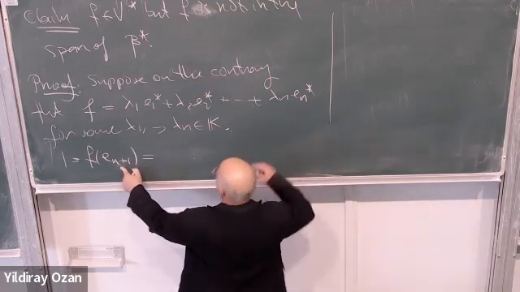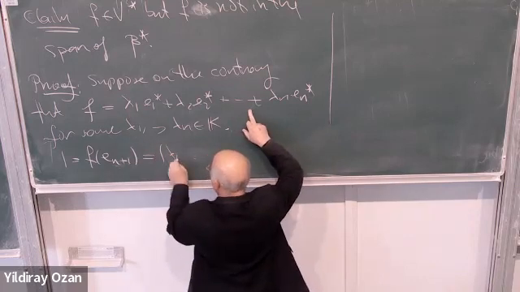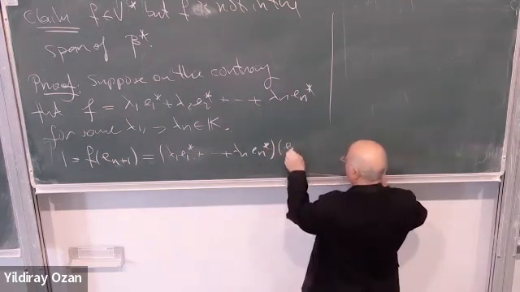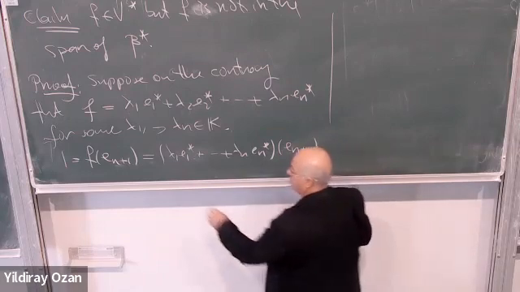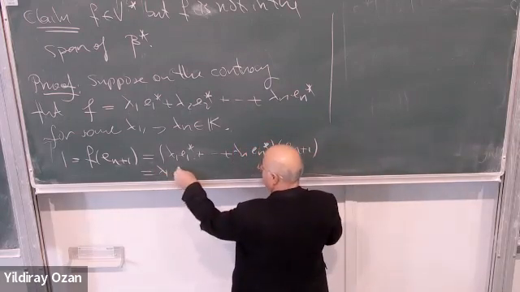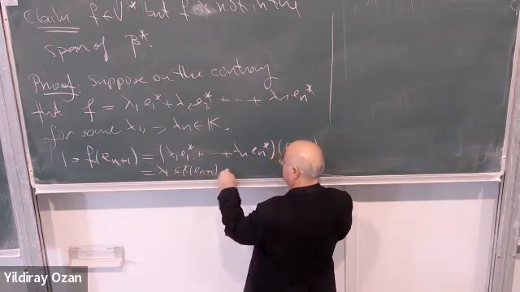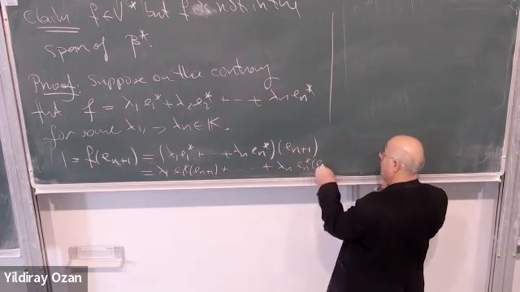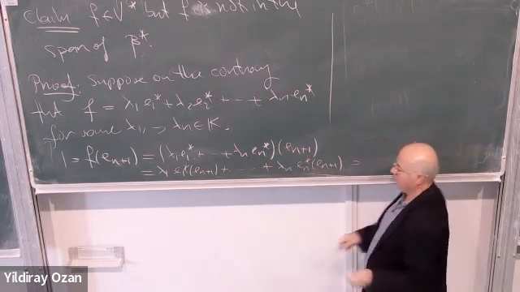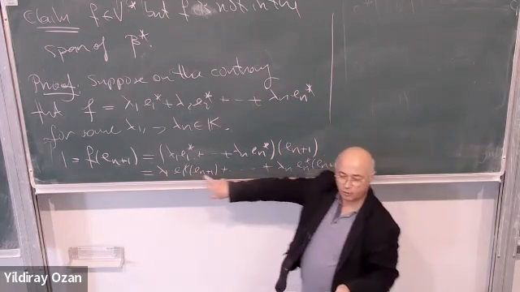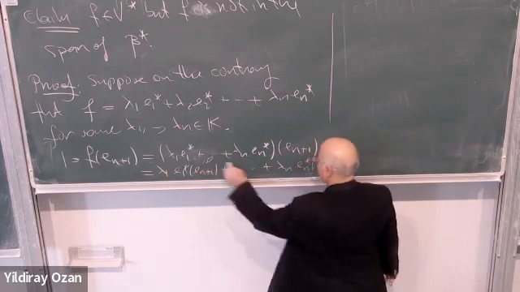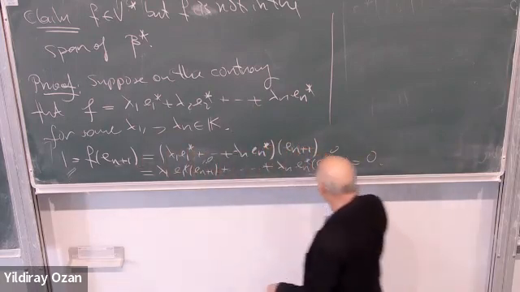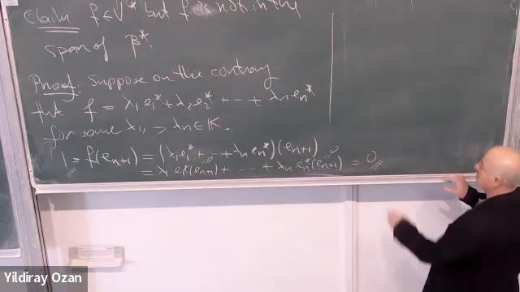So, what is this now? This is lambda 1 times e1 star of e n plus 1, lambda 2 times and so on, lambda n times e n star of e n plus 1. But you know, e n plus 1 is different from all of them. So these are all 0. 0, 0, 0. So this is 0. And 1 is equal to 0. Right? So contradiction.